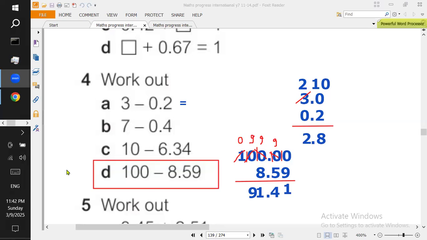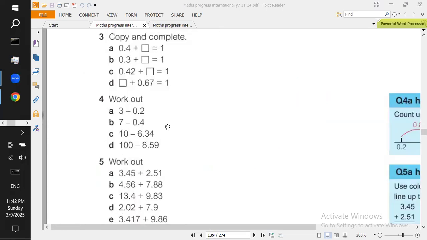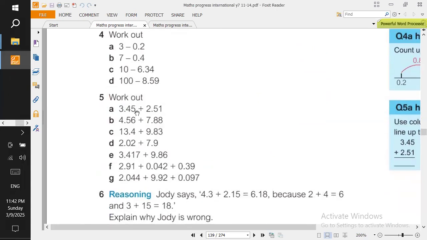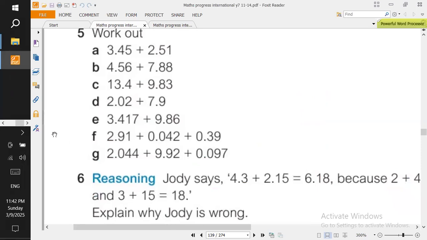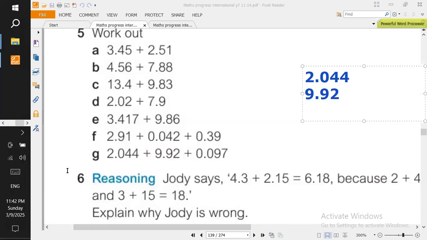Okay. Focus when you subtract decimals. Addition is easy. You can put them on top of each other and work them out. For example, let's do the last one, G. So 2.044, and then we have 9.92, and then we have 0.097. Okay, and fill the gaps with zeros like this, and then you can add them the same way that we did subtraction. Addition is easy. Put them on top of each other and then add them.